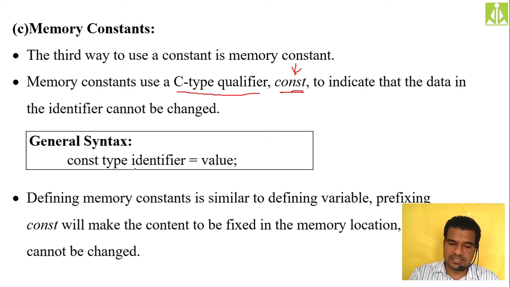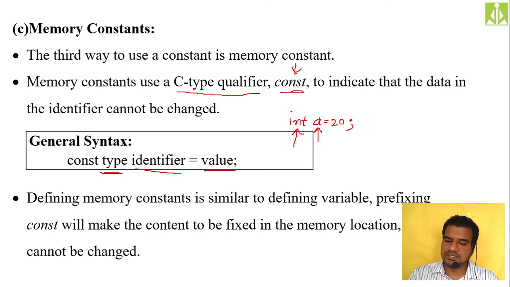Okay, hopefully you understood. So here you can see the general syntax to create a memory constant: we have to give the identifier, we have to assign the value, and we have to specify the data type. So this is something like creation of a variable only. See here, int a is equal to 20. When I'm writing like this, int is my data type, a is my identifier, 20 is my value assigned.